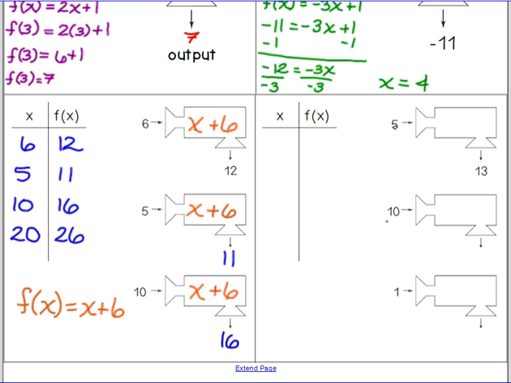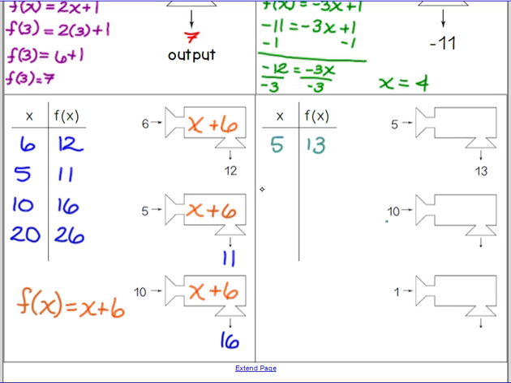So if I have an input value of 5 and an output of 13, I want you to see if you can come up with a function rule that would work with this relationship. And feel free to pause at any time if you need a few more seconds or a minute to come up with a function rule.